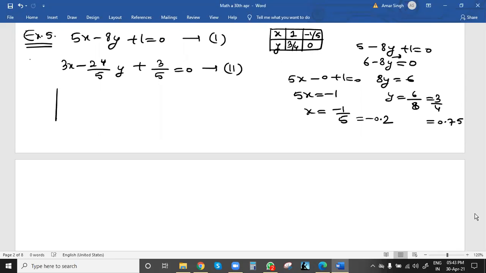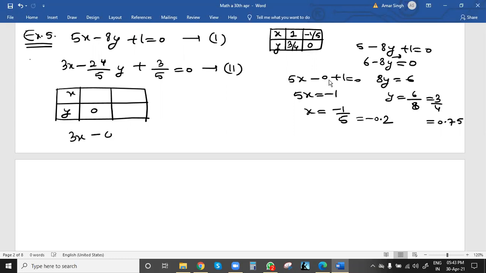Now if we consider the second equation, we'll get similar points. Take y value 0 first because y is the bulky term. Put y equal to 0 here, so this becomes 3x minus 0 plus 3 by 5 equal to 0. So 3x equal to minus 3 by 5, the 3 cancels, and x will be minus 1 by 5, the same value. Here also we are getting the same.